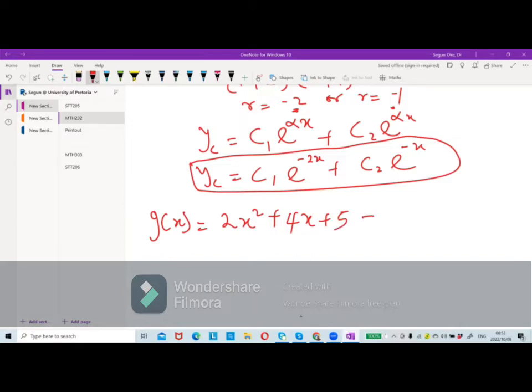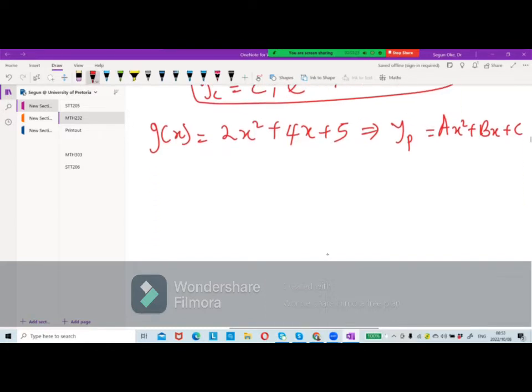So this will now translate to yp, which is the same thing as what? Our yp is ax squared plus bx plus c. Thank you. So now that you have this, you can go ahead and differentiate your yp. So we have yp prime will be what? Can you differentiate yp? Anybody?